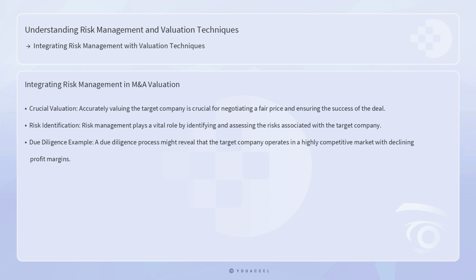For example, a due diligence process might reveal that the target company operates in a highly competitive market with declining profit margins. By factoring in these risks, the acquiring firm can adjust its valuation accordingly, potentially negotiating a lower purchase price or including contingency clauses to mitigate identified risks.